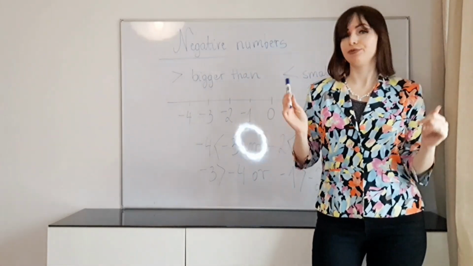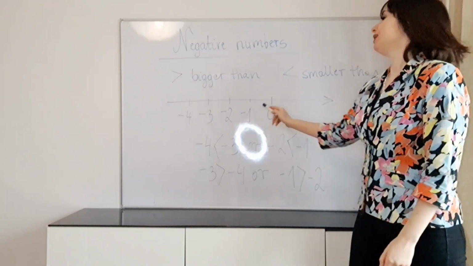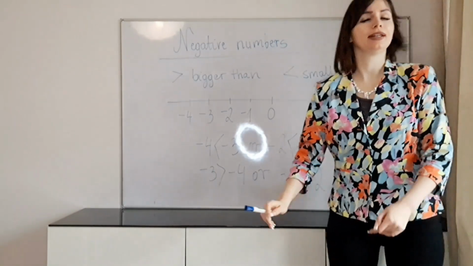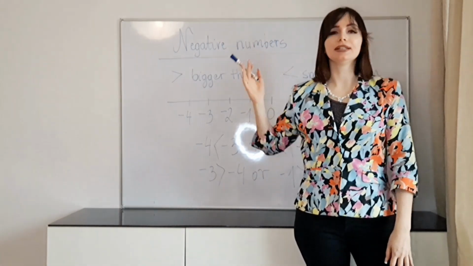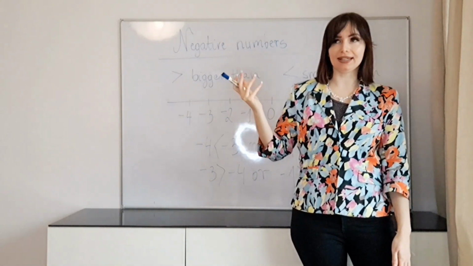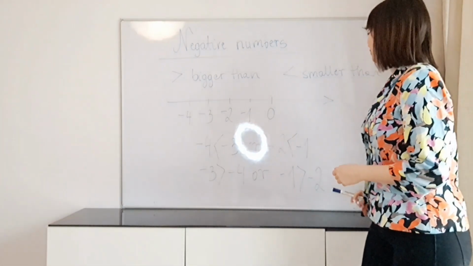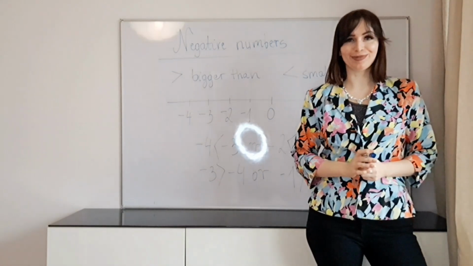Of course, we could also compare other negative numbers, such as -2 is smaller than -1. But at the same time, if something is smaller than something, we can say that something can be bigger than something. For example, -1 is bigger than -2.